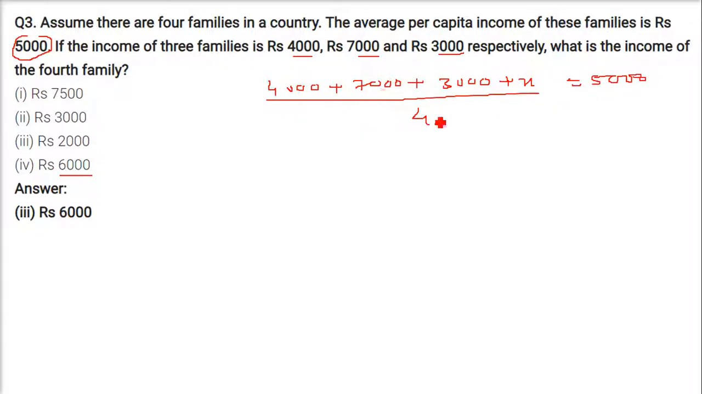So 7 plus 3 plus 4, that is going to be 10, 14. 14,000 plus x will be equal to 5,000 into 4, that is 20,000. Now x will be equal to 20,000 minus 14,000, that is going to be 6,000. So this is the answer.